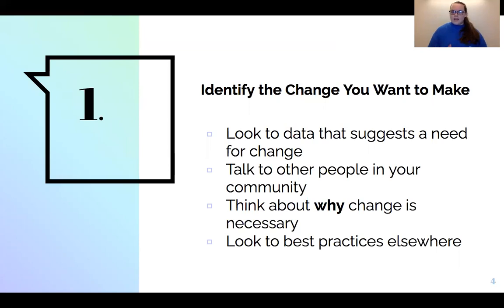So the first thing is to identify the change that you want to make. This seems relatively obvious, and I know that, but here are some more in-depth details about what this really means. Some things to consider: Is there data that tells you this is something that needs to happen? Are there experiences of students that are coming to you and saying, this is something I want to see? Are you having experiences in your classroom of saying, this is an injustice I'm seeing, or something that could be different, could be better on my campus?